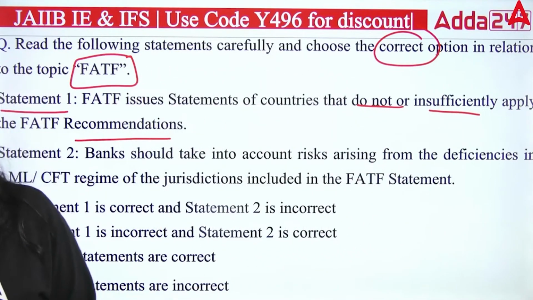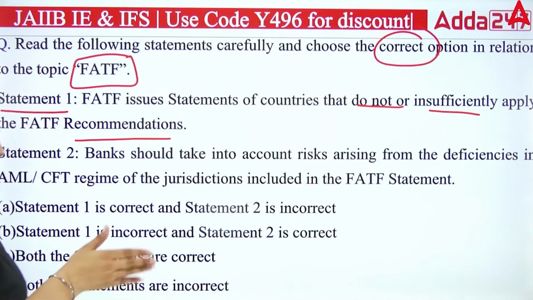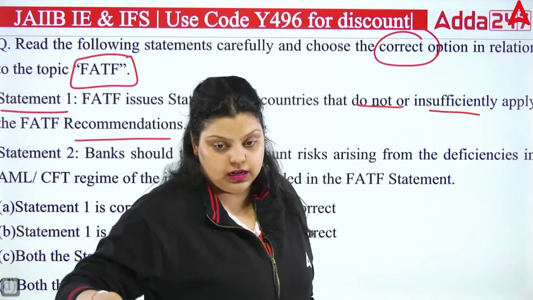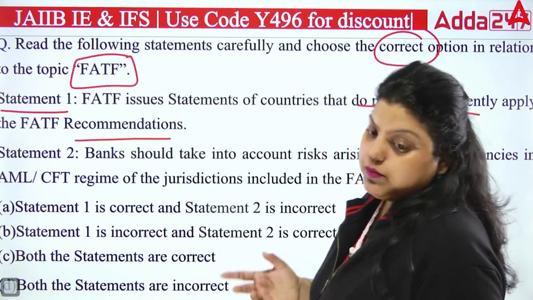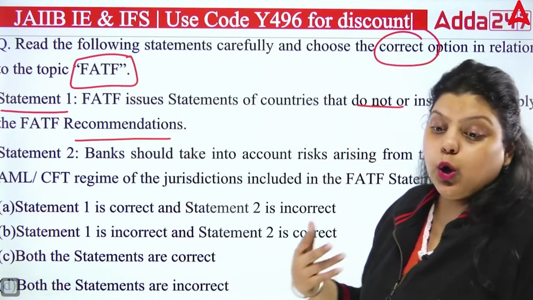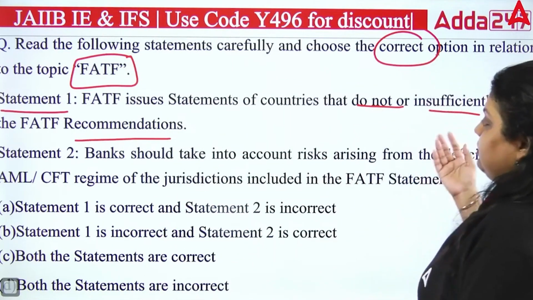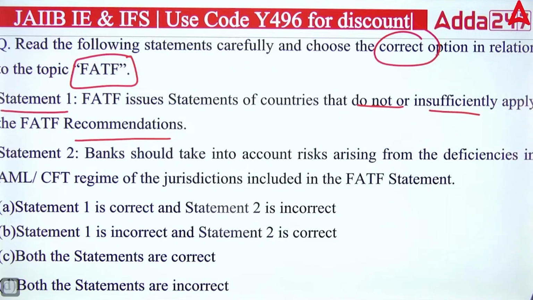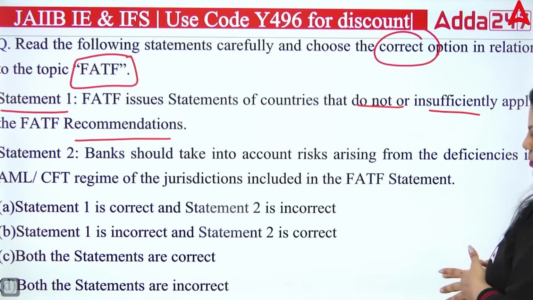So FATF gives us the recommendations, like these things you have to apply in your banking system, right? And if someone is not applying, it means it's not secure to invest or transact with. So the list will be given by FATF. Second is saying banks should take into account risk arising from the deficiency in AML CFT regime of the jurisdiction included in the FATF statement. So which of the following is true here? A, B, C, or D.